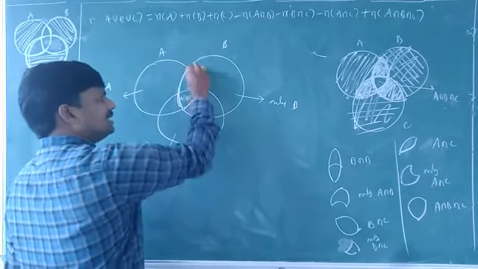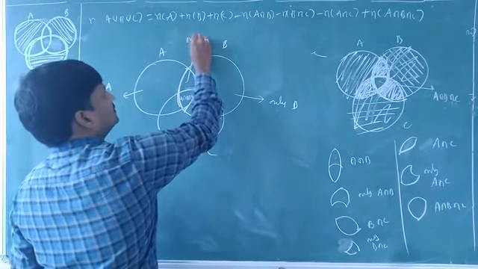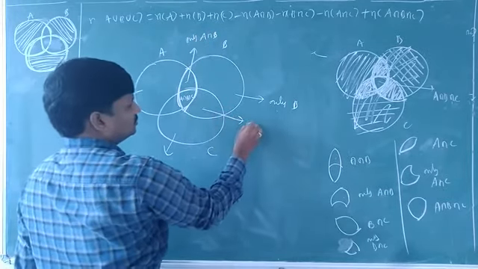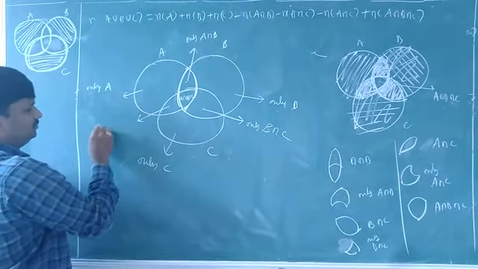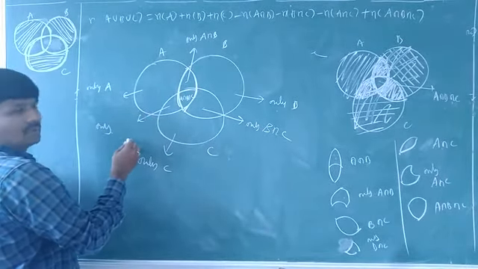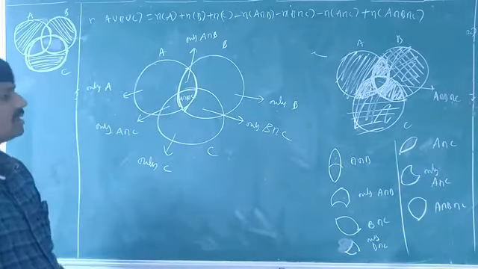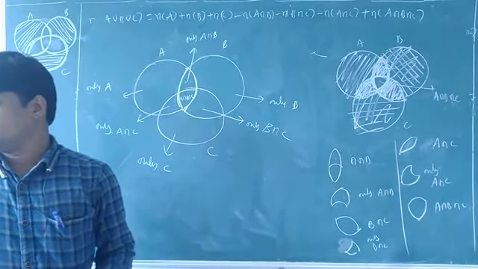Total A intersection B. What about this part? This one, only A intersection B. What about this part? Only B intersection C. What about this part? Only A intersection C. Okay. So remember this one. If you understand this one, then these problems will be very easy to solve.